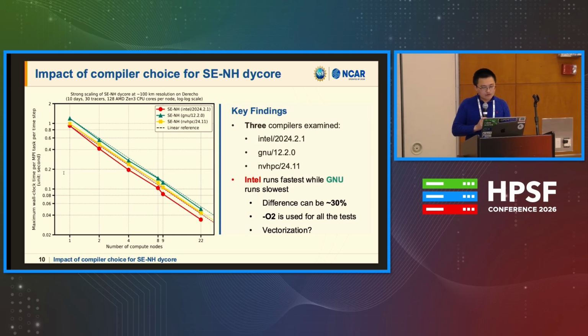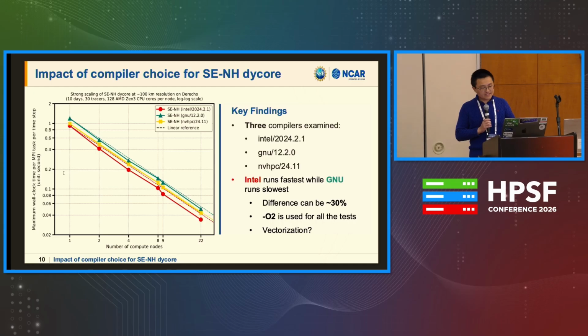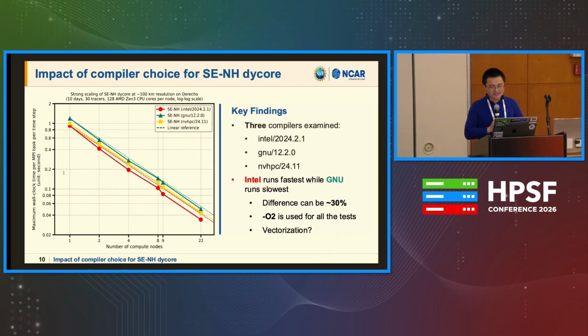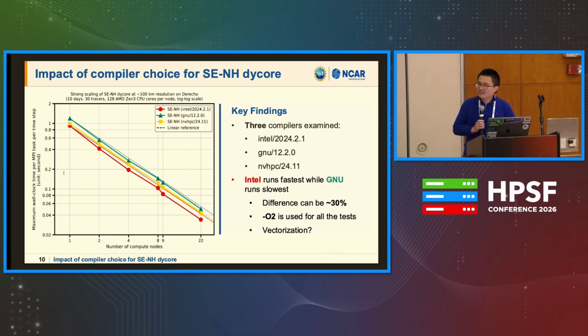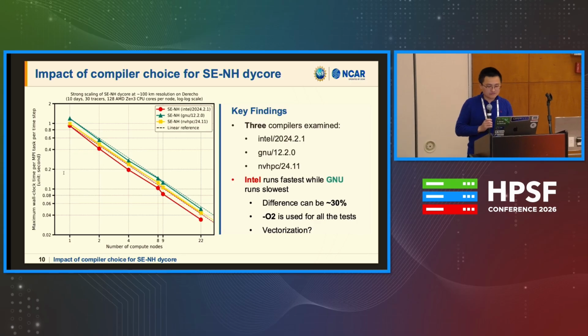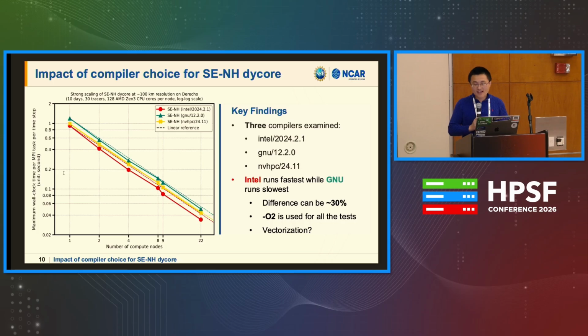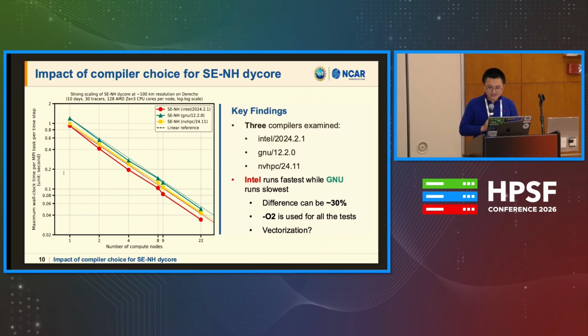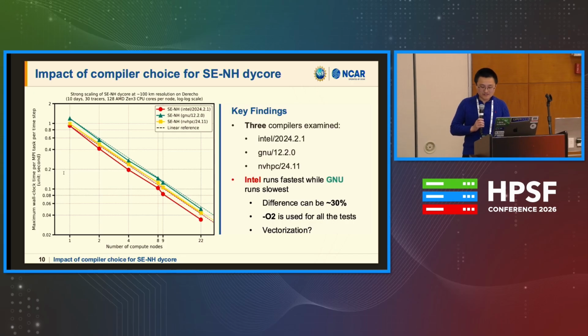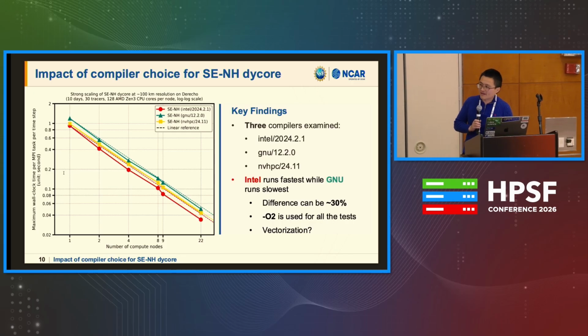As you can see, the red line shows the Intel runs, it runs the fastest, while the green line shows that GNU runs the slowest. And if you look at the detailed difference between those data points, the difference can be as high as 30 to 40%, which is really not small. I want to mention that in this test, I'm just using -O2 optimization level because our model shows some wrong results when we increase to -O3, so that's why we have -O2.